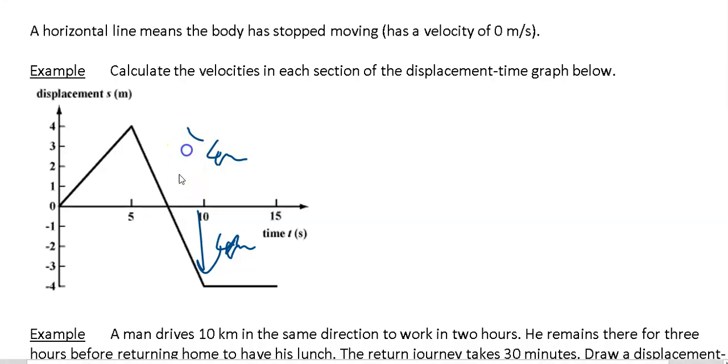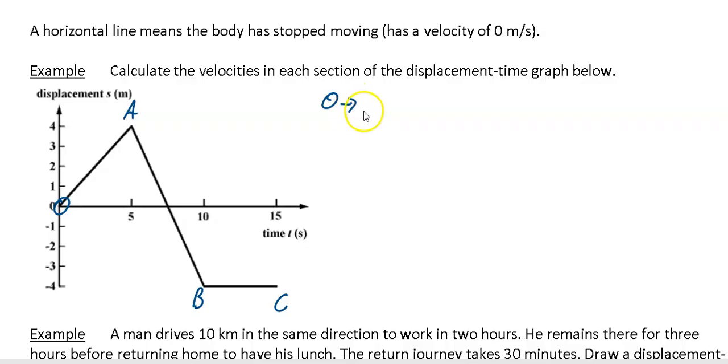Okay, right, we're going to look at this question and see what we can do. So it says here, calculate the velocities of each section of the displacement. I'm just going to change my question a wee bit. I'm going to call this point A, call this point B, and call this point C, and it's already labeled as O, we'll just call it O as well. Right. I'm going to just look at the section from O to A and think about what is happening.